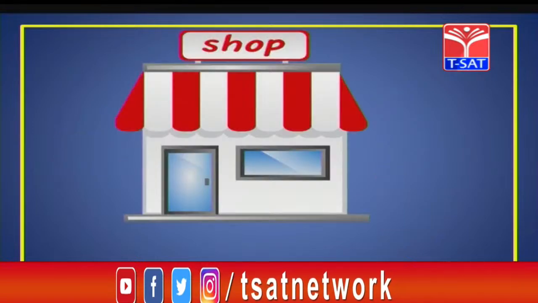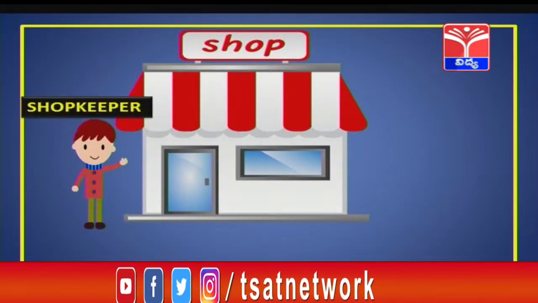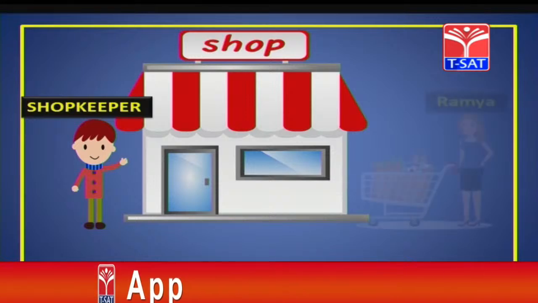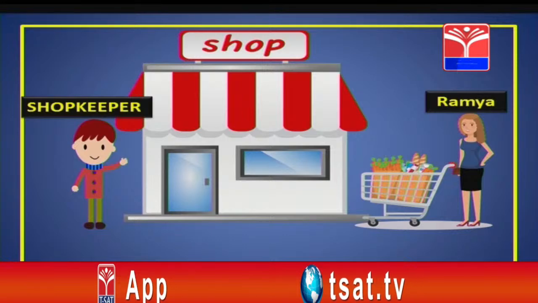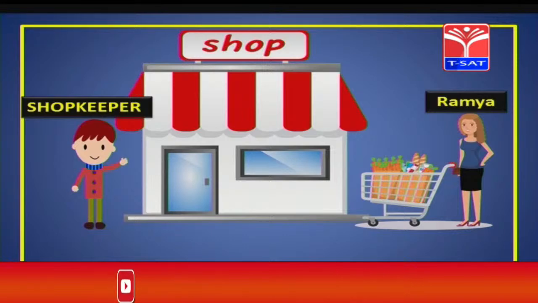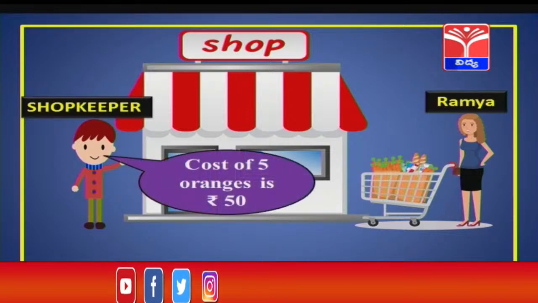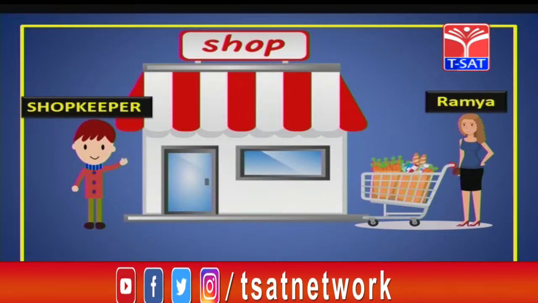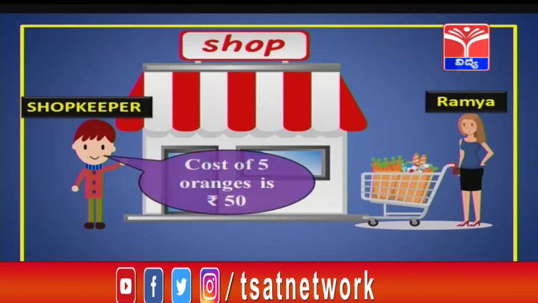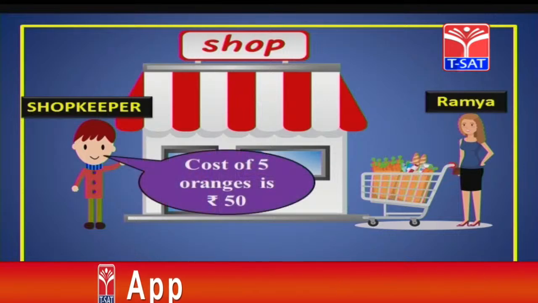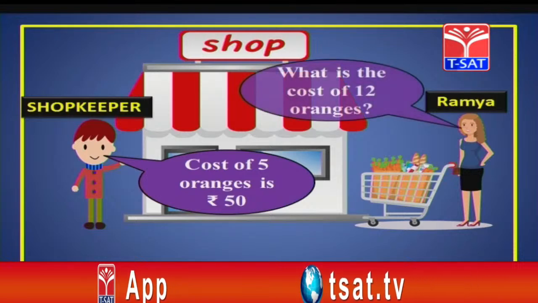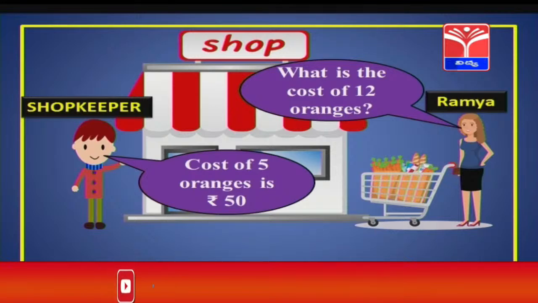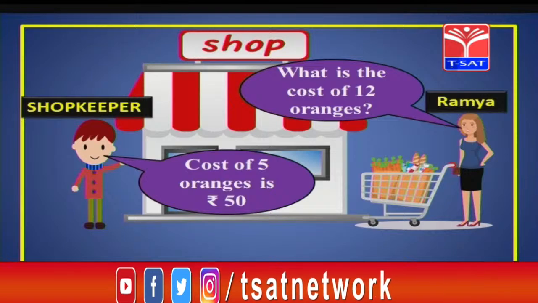Now, let us look at a shop shown here on your screen. Here is the shopkeeper. Ramya wants to shop something in this shop here. Let us see what she wants to purchase. She wants to purchase some oranges. Cost of 5 oranges is 50 rupees. This is what the shopkeeper says. But Ramya wants to purchase 12 oranges. Now, what is the cost of these 12 oranges children? Do you know how to calculate this?